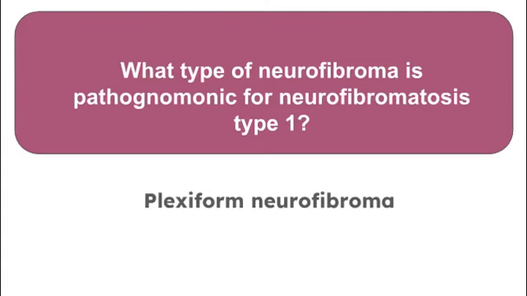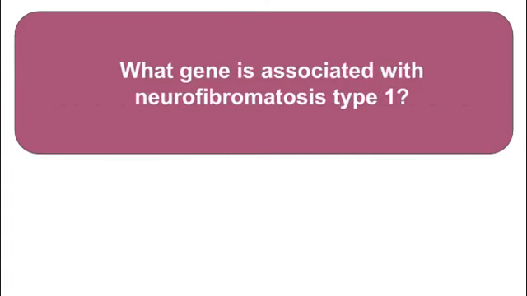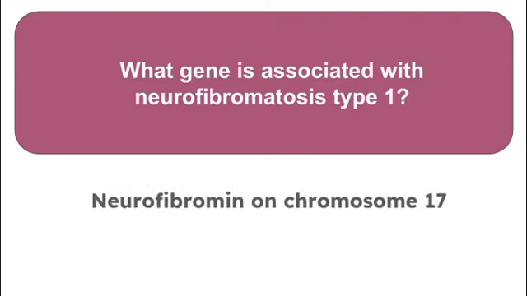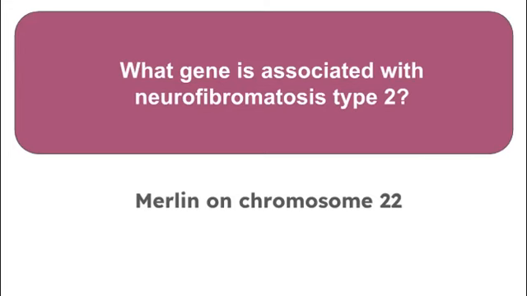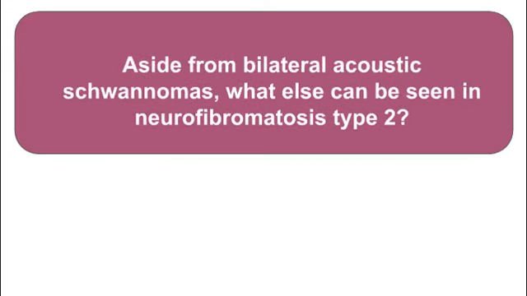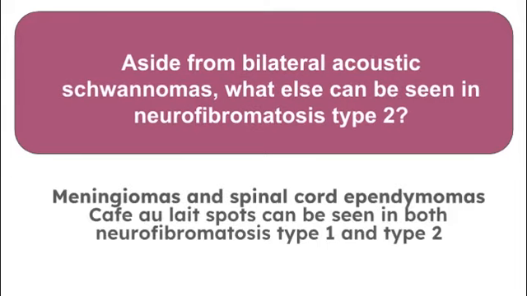Plexiform neurofibroma. What gene is associated with neurofibromatosis type 1? Neurofibromin on chromosome 17. What gene is associated with neurofibromatosis type 2? Merlin on chromosome 22. Aside from bilateral acoustic schwannomas, what else can be seen in neurofibromatosis type 2? Meningiomas and spinal cord ependymomas.